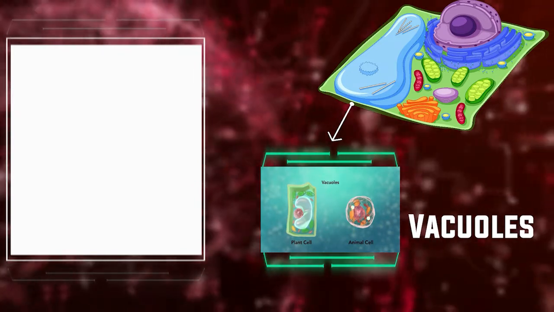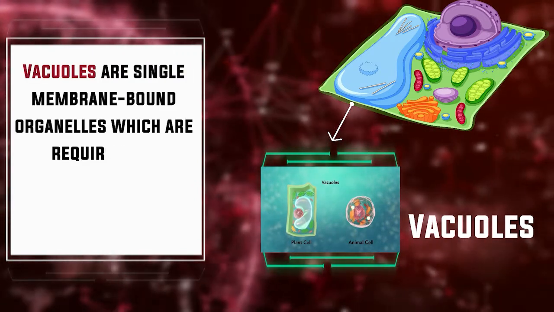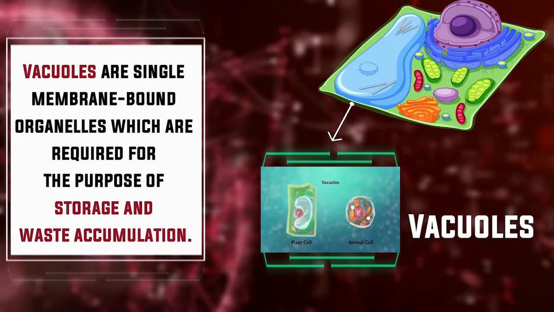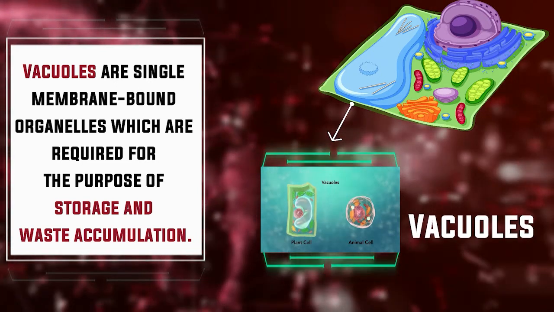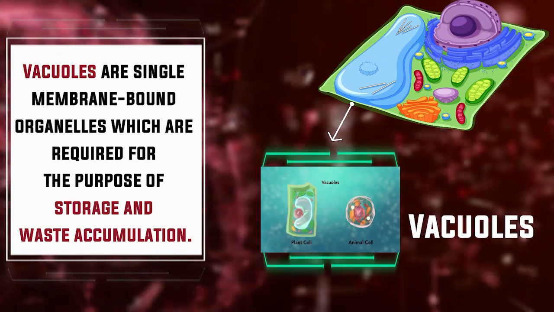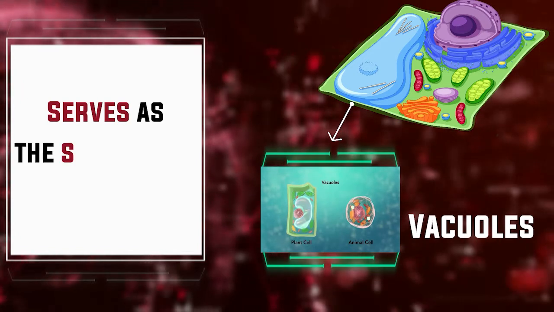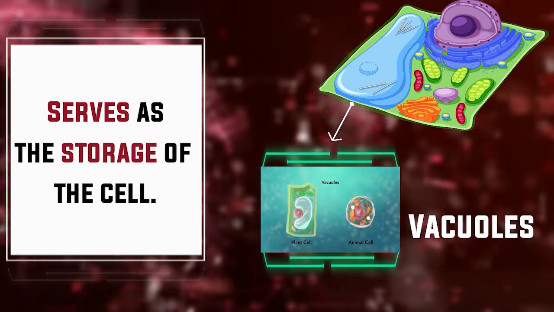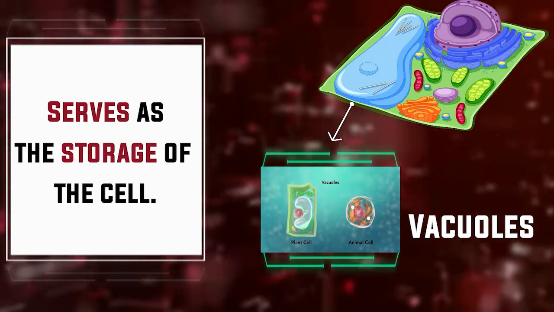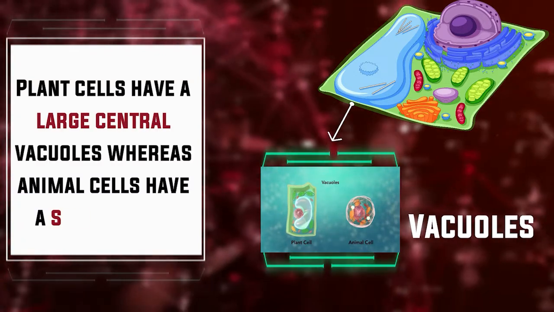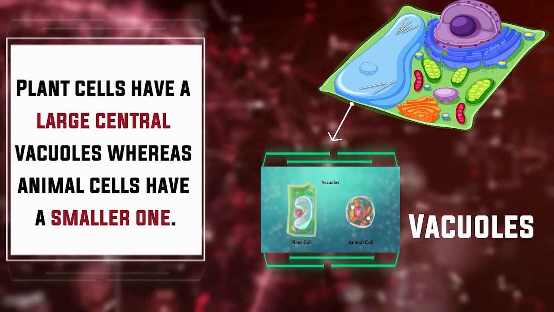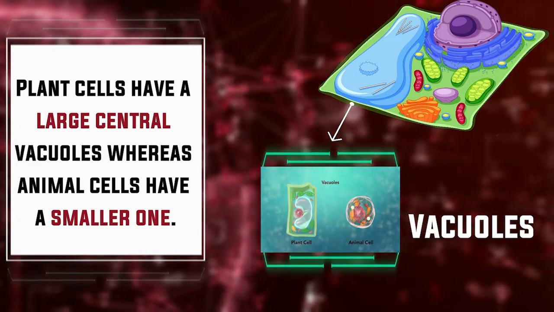Vacuoles. Vacuoles are single membrane-bound organelles which are required for the purpose of storage and waste accumulation. Vacuole serves as the storage of the cell. Plant cells have a large central vacuole, whereas animal cells have a smaller one.